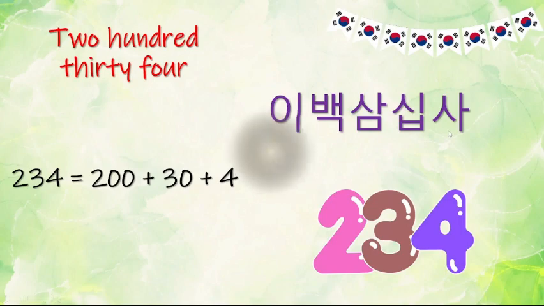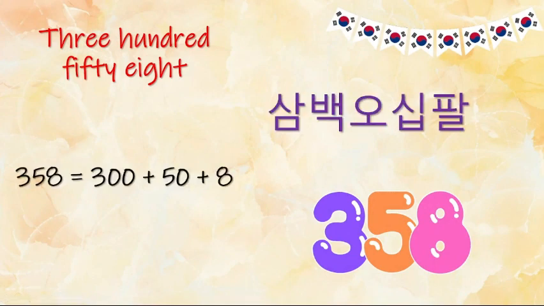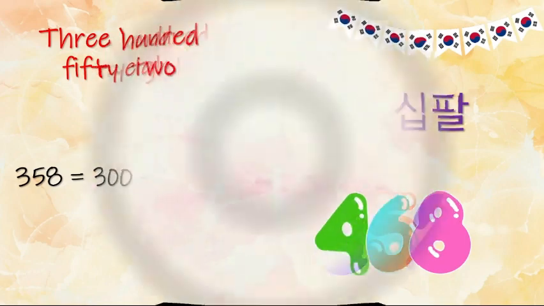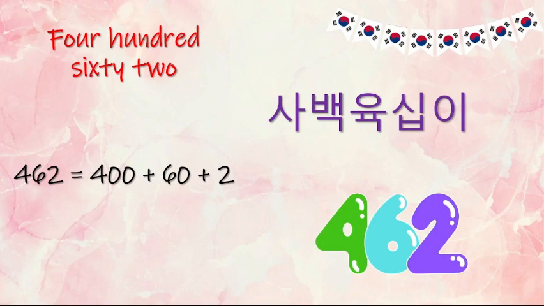Okay? Now let's see how to say 358 in Korean language, and it is sam baek o sip pal. Very easy combination of 350 and 8. Okay? Now comes the number 462. So in Korean language it will be sa baek yuk sip i. 460 and 2, right?